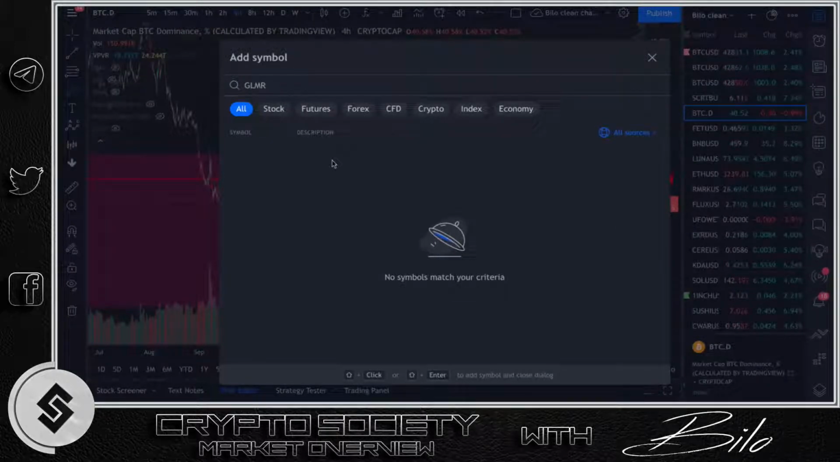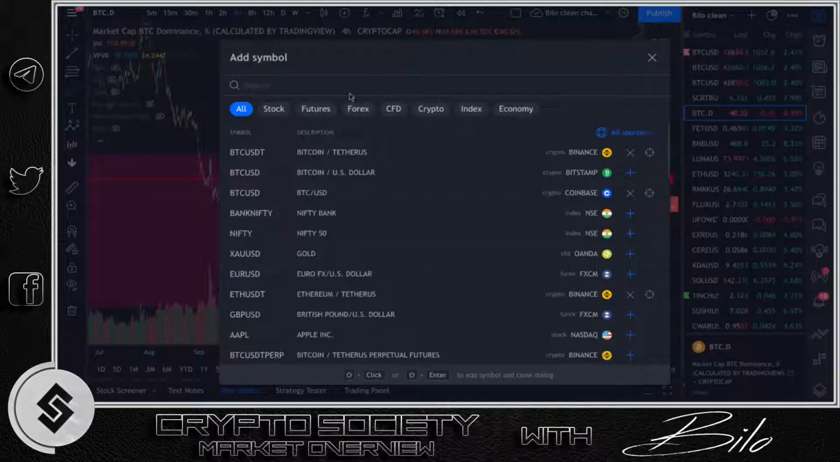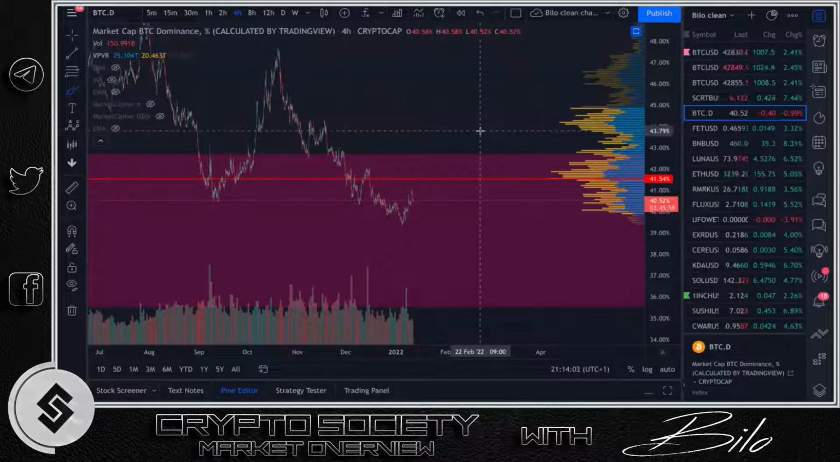Yeah, I'm still watching the chart. Glimmer is not on TradingView, but I think you'll have to go to Binance and check. Yeah, I can't do that right now, but I can look on my phone very quickly and tell you what the price is at. Sure, that'd be awesome.